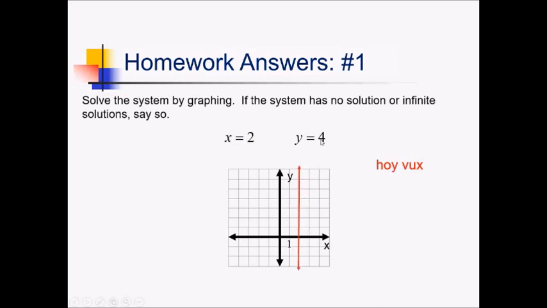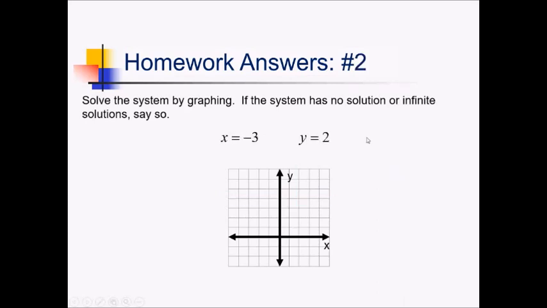And now y equals 4. If you just have a y, that's the HOI part of this, that's a horizontal line. So that is giving me a horizontal line through 4. The y value is always 4, no matter what the x value is. So there's that horizontal line. And these are going to cross at the point (2, 4). X equals 2, y equals 4. Not a coincidence there. So that is the solution to this system.